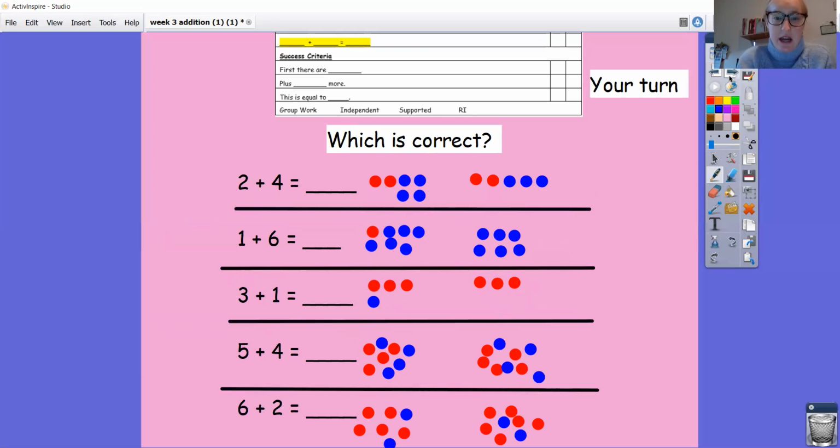So I'm going to leave you now to have a little go at doing these. So this is my big challenge for you today, okay? So here's your number sentence. You need to work out what the equal amount is when you are adding these two numbers together, and you need to tick or circle which representation is correct. At home, what you can be doing is you can either be putting number 1 or number 2 to show me which one is correct there, okay, if you can't print them off.